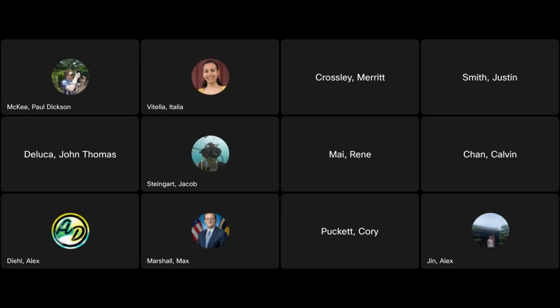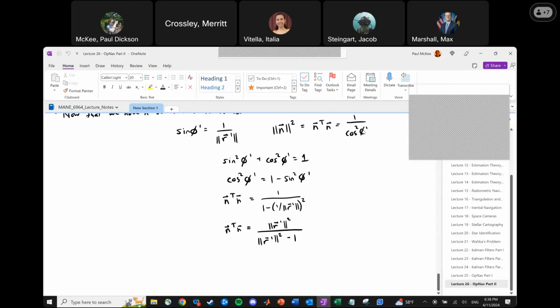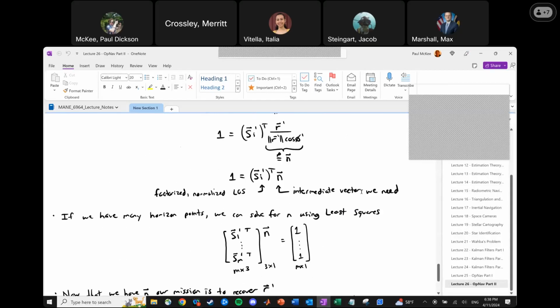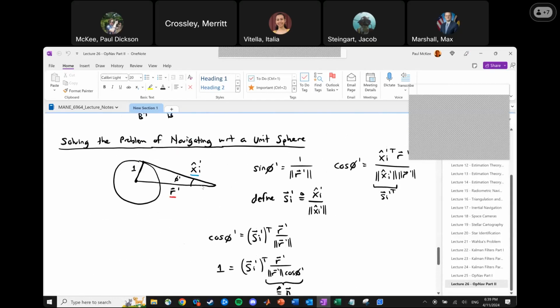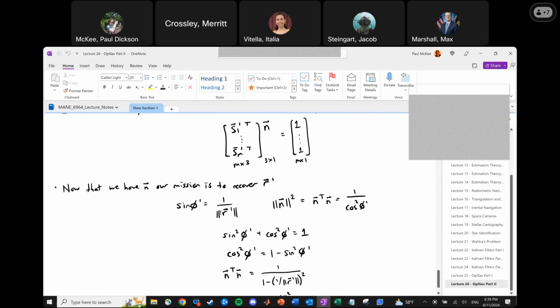Because I believe we were in the process of reworking an equation that was a function of r and n. Yes, there we are. So just to recap, we've got the norm of the vector n squared is 1 over the cosine squared of this angle phi prime. What is phi prime? Phi prime is the angle between the vector from the spacecraft to the center of the moon and the vector from the spacecraft to a point on the surface of the moon. So this phi is directly related to how far away we are, right? And so the cosine squared of phi is related to n, the sine squared of phi is related to r.